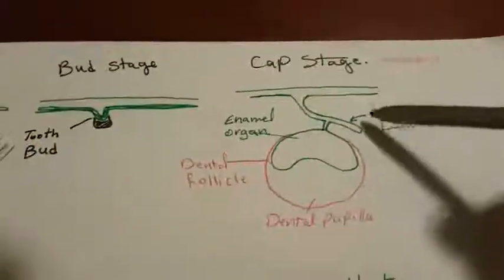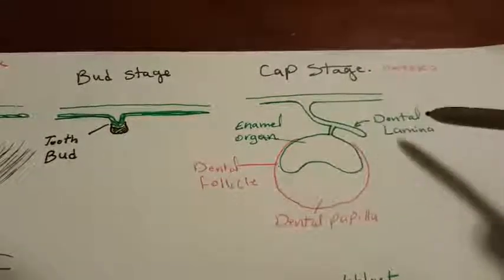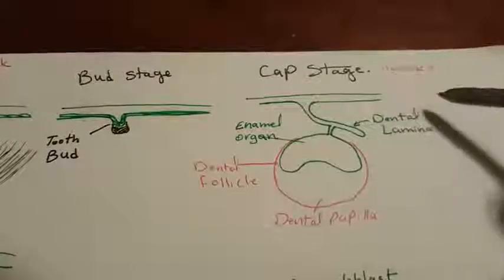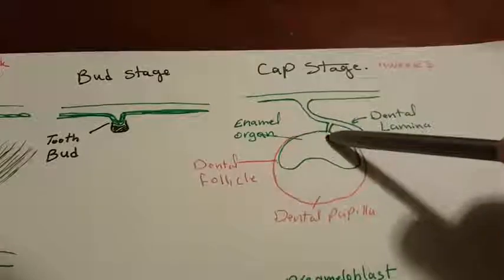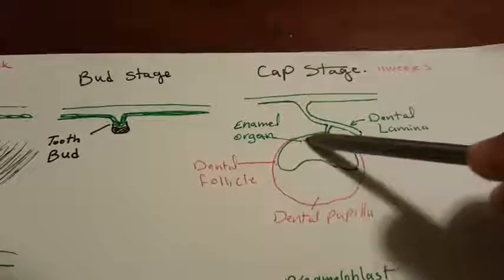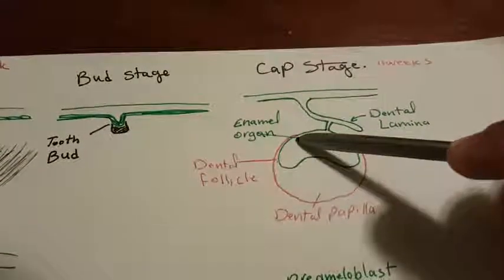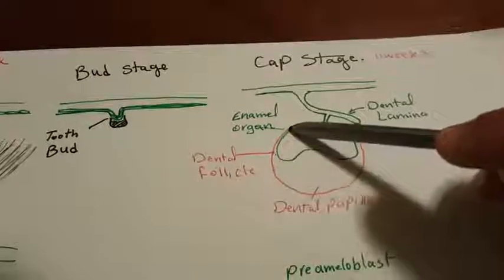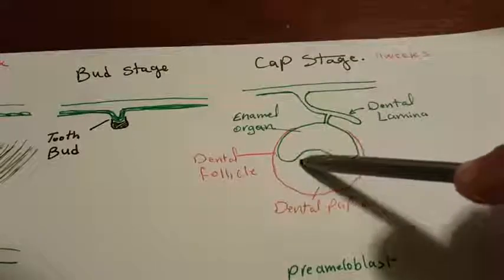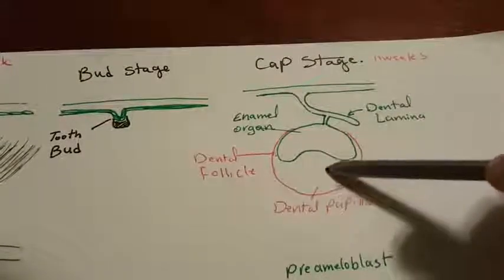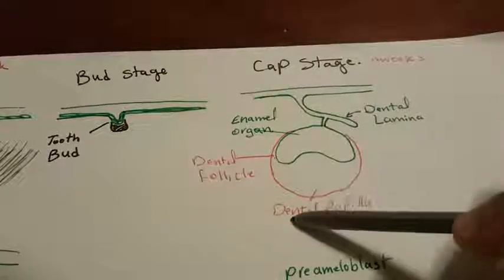The next step is that the oral epithelium also extends, in about 9 to 11 weeks, to form what's called the dental lamina. The dental lamina extends to the enamel organ, which is inside what's called the dental sac. The dental sac is formed of the dental follicle and the dental papilla. The dental papilla is basically the ectomesenchyme of the jaw, squeezed to form the dental papilla.